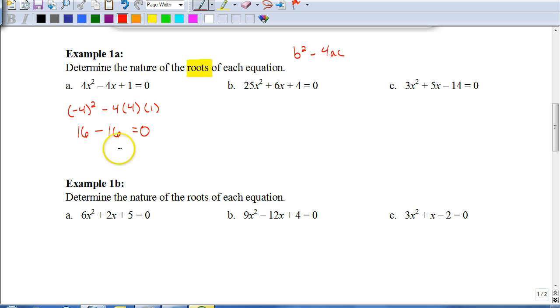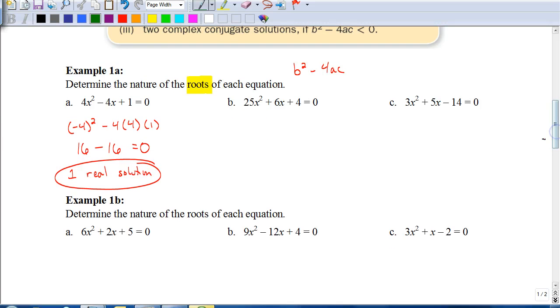So it tells me that if I get 0 as my answer, there's one real solution. Again, if you get 0 as your answer, that does not mean there are no real solutions. That means there's going to be one real solution. Okay, so let's look at the next one now.